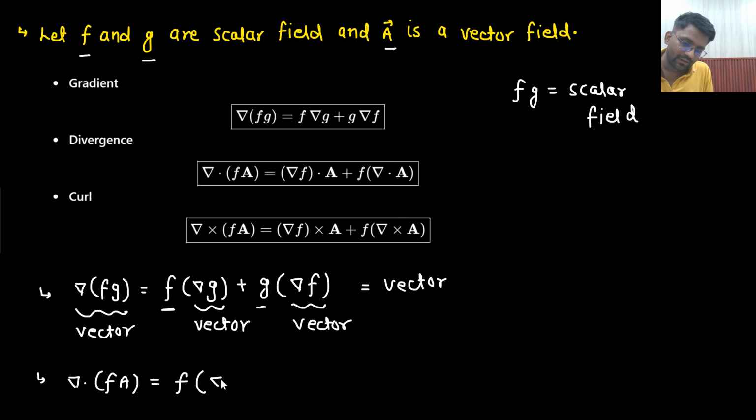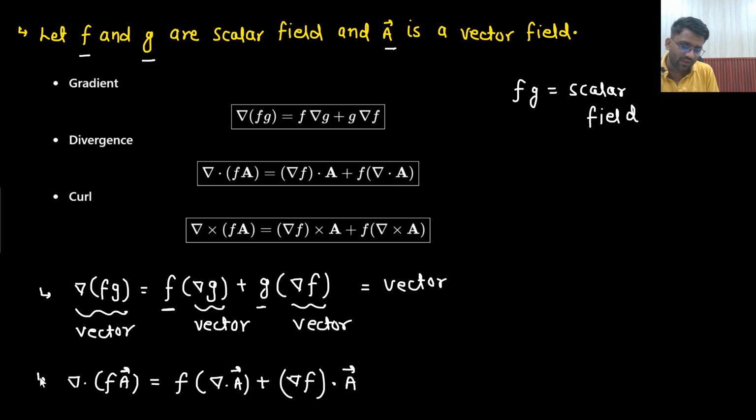Then what will I do? This del will be operating with A, del dot A, plus. Now del will say that I will operate with F. So how will it operate? It will take the gradient, because it cannot do the dot product. Here dot product is not possible because F is a scalar field. Now it will become a vector. So dot product with the vector A. This is your vector A. This is the answer that has been written here.